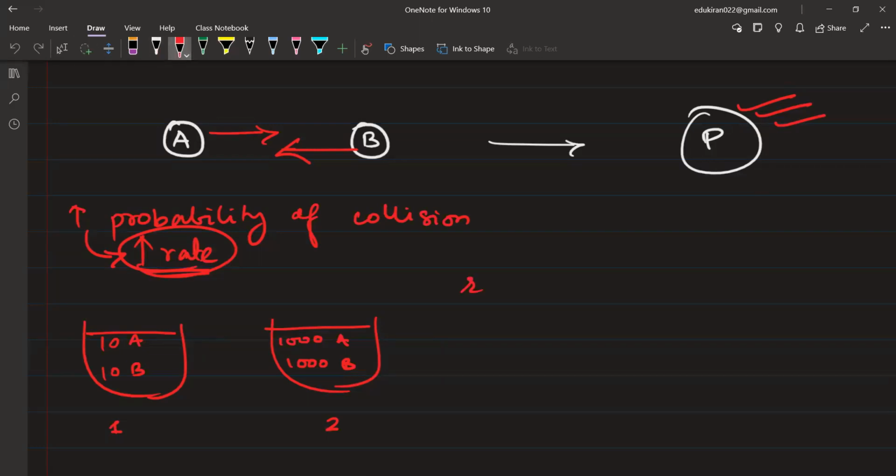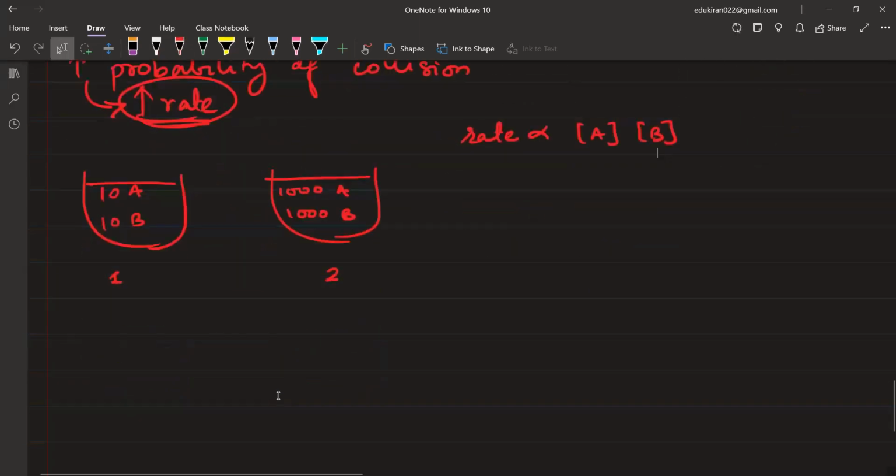That means I can say that rate is directly proportional to the concentration of A and the concentration of B. Correct? Now let's look at the next case. I am having 1000A here also and 1000B here also.